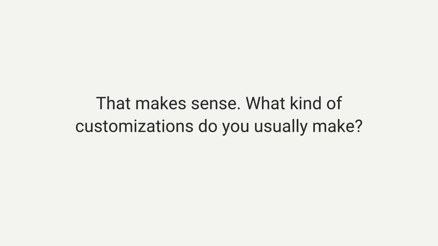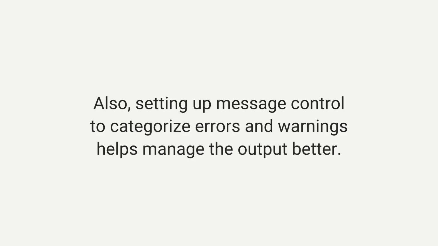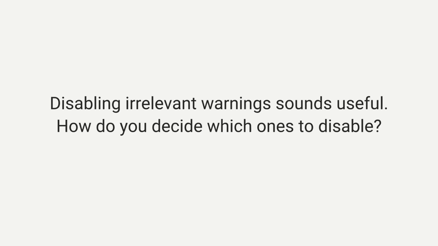That makes sense. What kind of customizations do you usually make? Well, first, I often disable some warnings that aren't relevant for my projects, like certain complexity checks if they're too stringent for my use case. Also, setting up message control to categorize errors and warnings helps manage the output better. Disabling irrelevant warnings sounds useful. How do you decide which ones to disable?